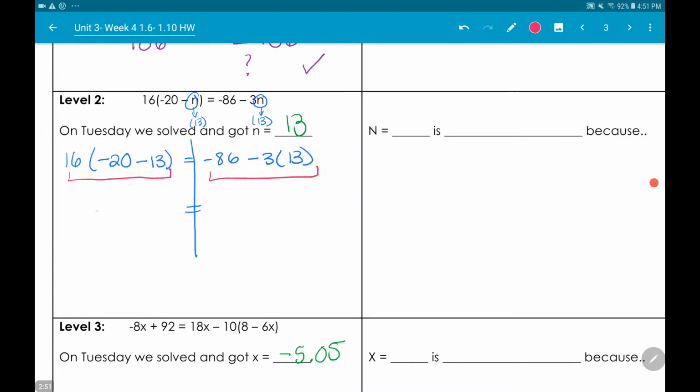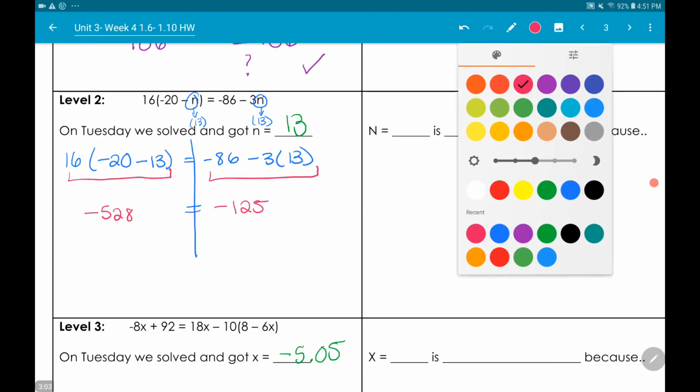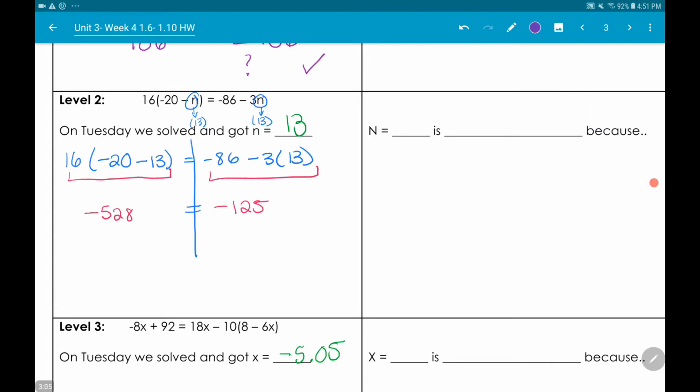So on my left side, I get negative 528. And on my right side, I get negative 125. So what does that tell me? All right, that tells me that n equals 13 is incorrect. But why is that incorrect? All right, so why is this incorrect? It is incorrect because these are not balanced.